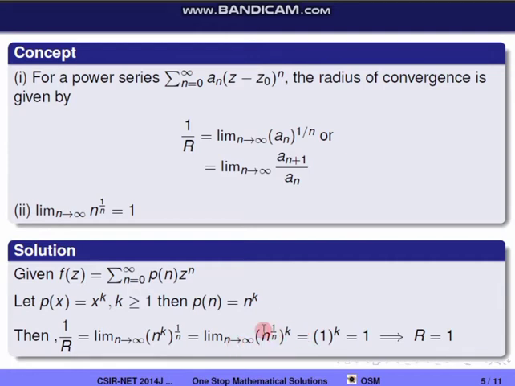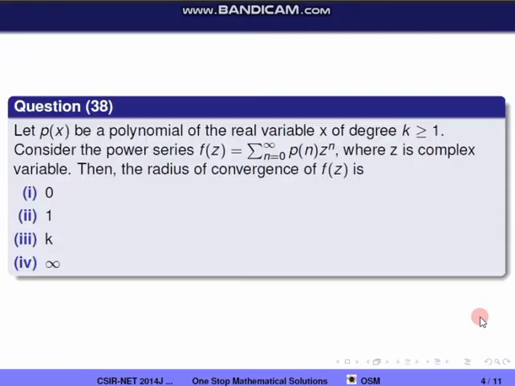We know that limit n tends to infinity n power 1 by n's value is 1. So substituting that, we'll get this is equal to 1 power k. So 1 power k is equal to 1. Therefore, we'll get 1 by r is equal to 1, which implies r is equal to 1. So we got radius of convergence as 1. So now we'll check the correct option. So the correct option is second one.